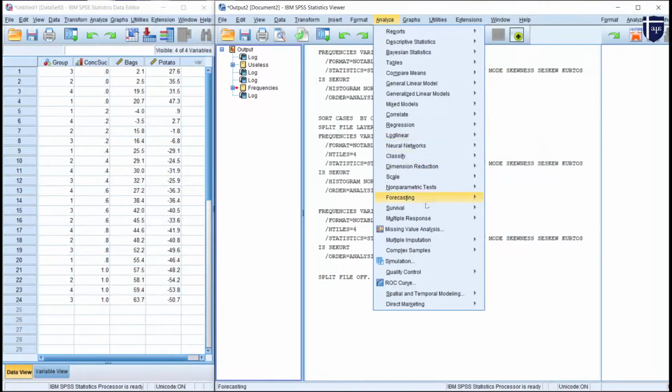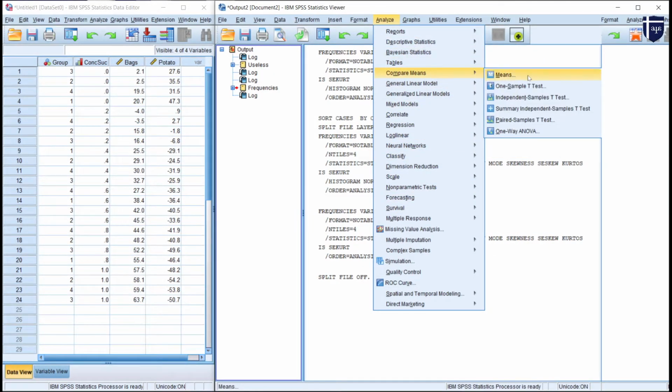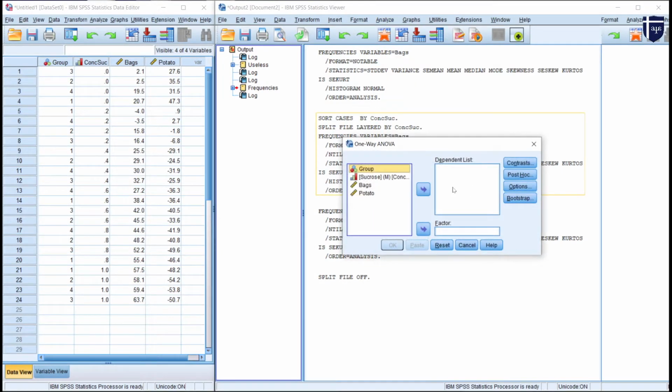I'm allowed to run it, but I'm not allowed to use it, and that's an ANOVA. So what I go to is compare means. It's called a one-way ANOVA. It's going to ask me, what is the factor that I'm using? The factor is the sucrose concentrations. And right now, we're going to run just the bags.